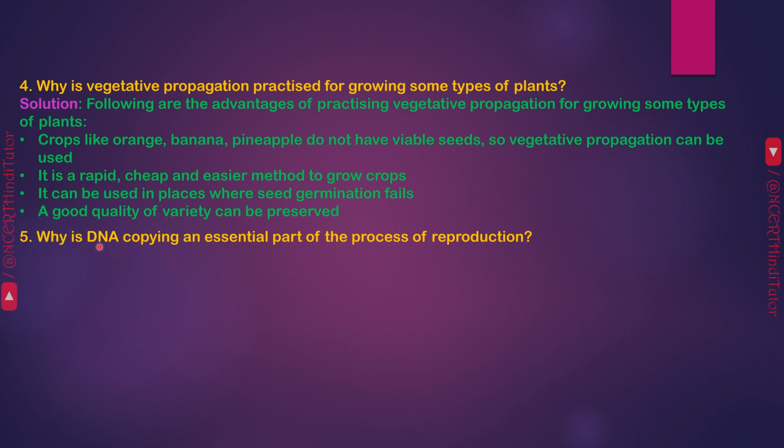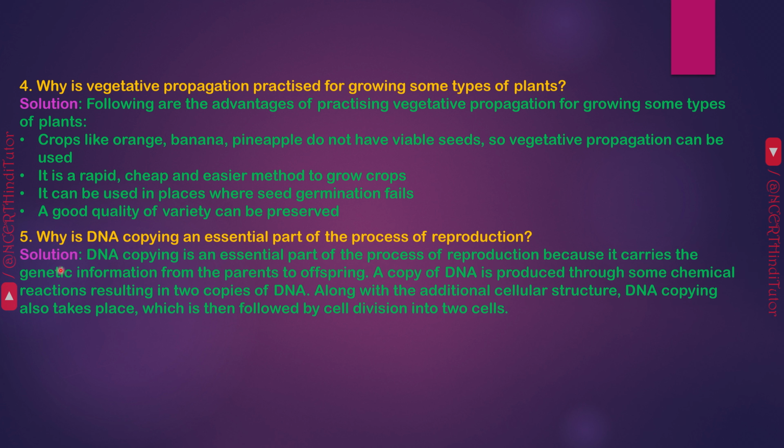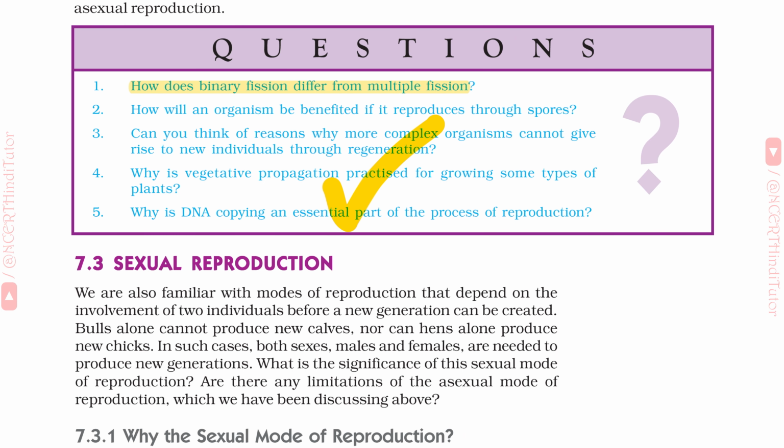Question 5. Why is DNA copying an essential part of the process of reproduction? Answer. DNA copying is an essential part of the process of reproduction because it carries the genetic information from the parents to offspring. A copy of DNA is produced through some chemical reactions resulting in two copies of DNA. Along with the additional cellular structure, DNA copying also takes place, which is then followed by cell division into two cells. Friends, we have completed all these question answers. Now let's move on to the next questions.